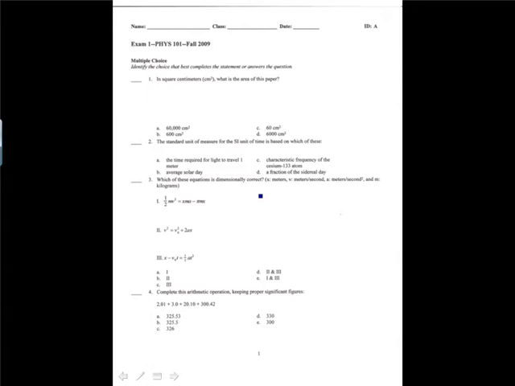Okay, this is exam 1 from fall 2009. First question asks, in square centimeters, what is the area of this paper? Well, a typical piece of paper is about 20 centimeters by 30 centimeters, and 20 times 30 is equal to 600 square centimeters. So the answer is B.